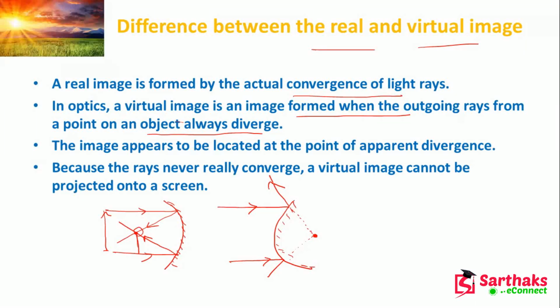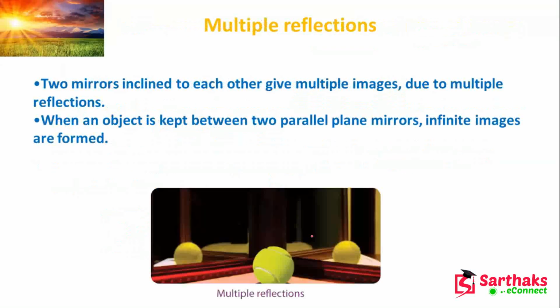Here it is diverging and here it is converging. So the image appears to be located at the point of apparent divergence. From this you can see that these are diverging, so this point is the virtual image. Because the rays never really converge, a virtual image cannot be projected on a screen.